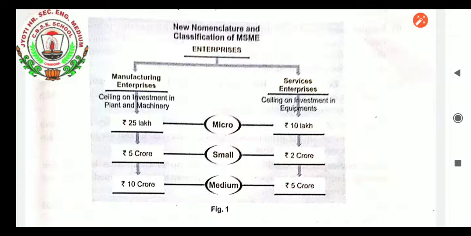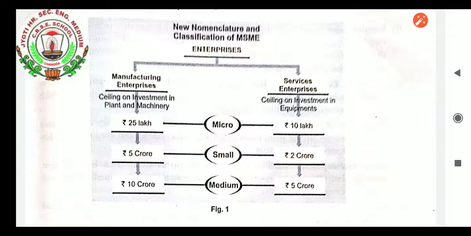Micro, 25 lakh, and then small. When we see, there are two kinds of enterprises, one is goods and one is service enterprises. For goods enterprises, the manufacturing investment is up to rupees 25 lakh, whereas service enterprises have to have rupees 10 lakh. Manufacturing enterprises must have rupees 5 crore to be considered small scale, and a service enterprise will be considered small scale when it is rupees 2 crore.